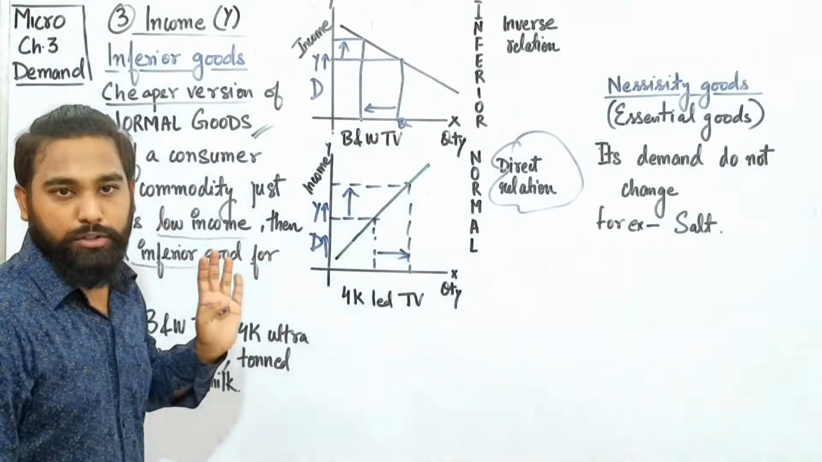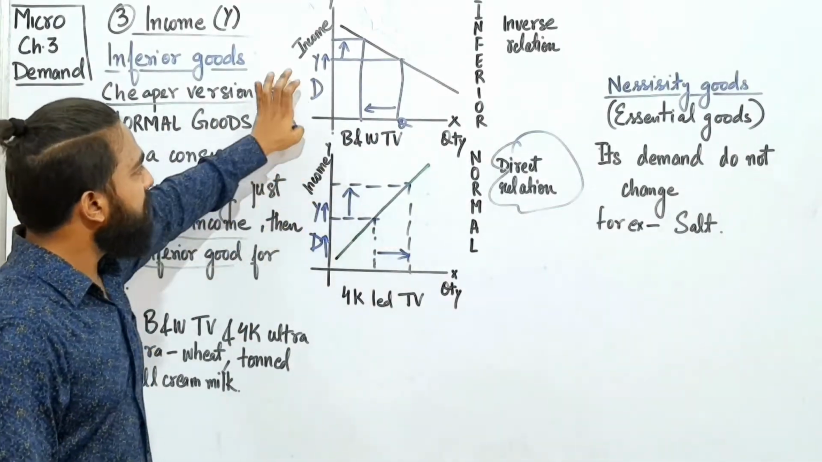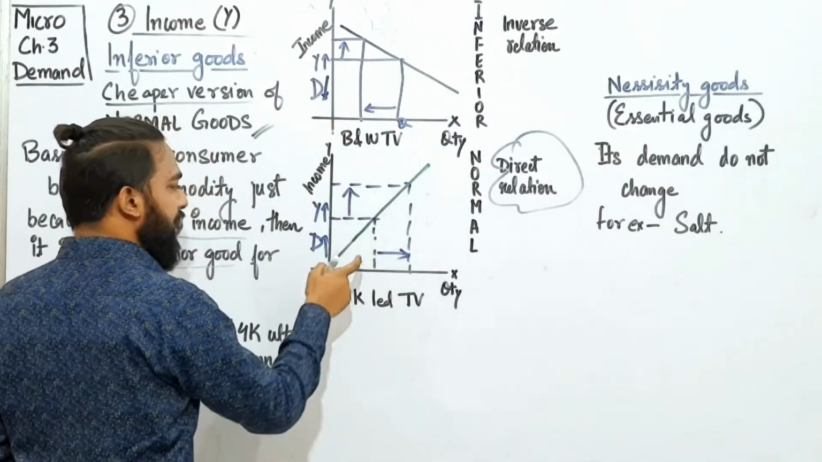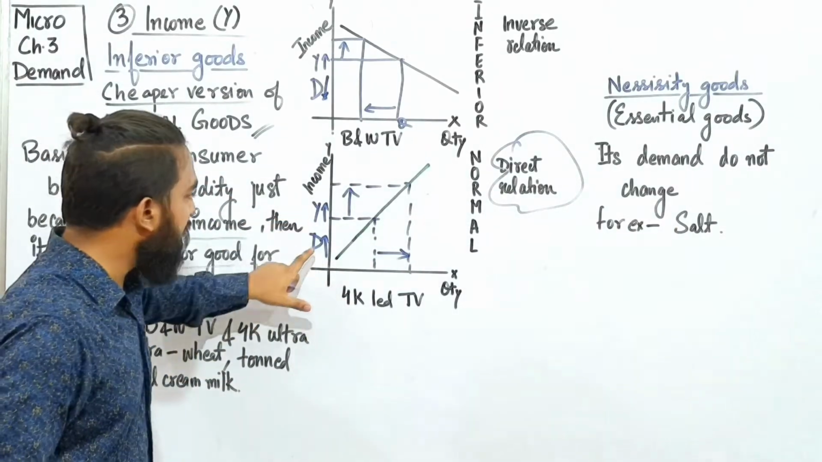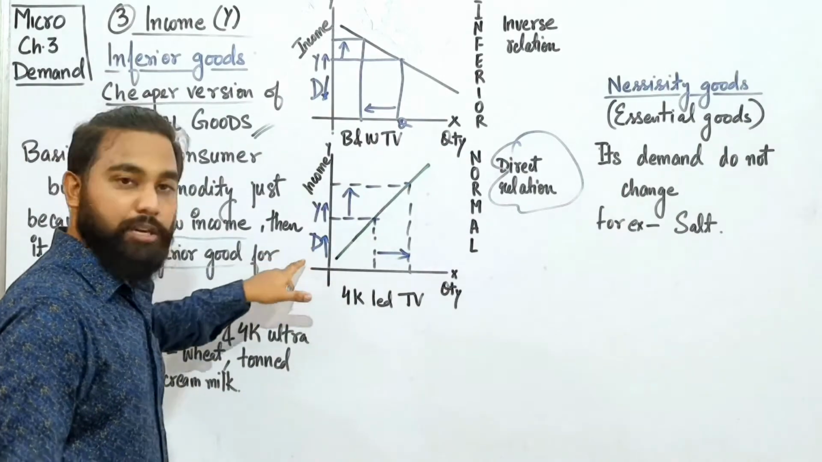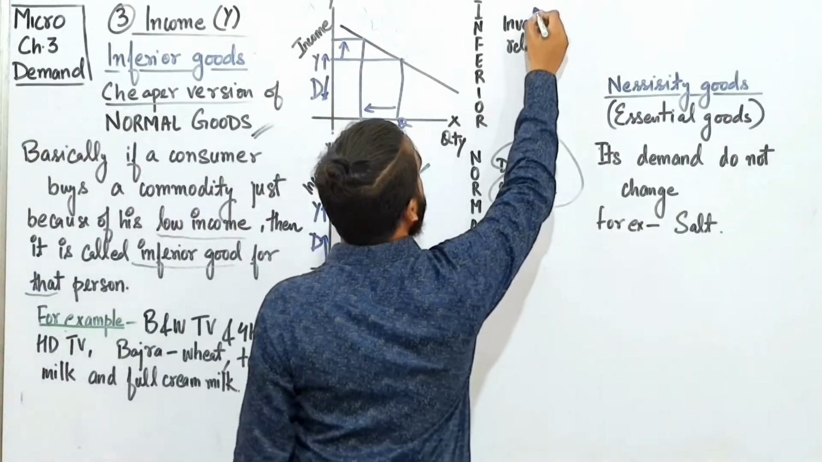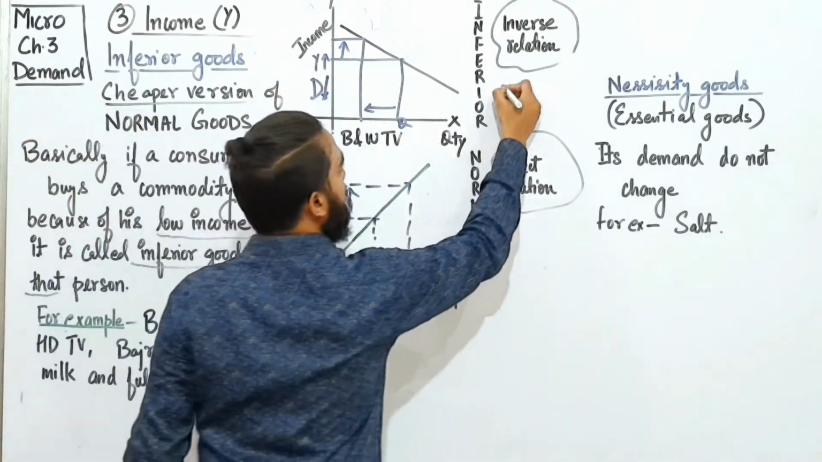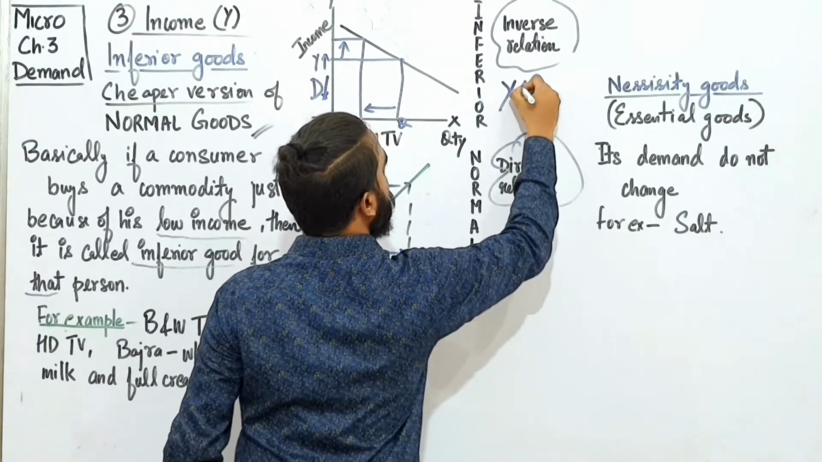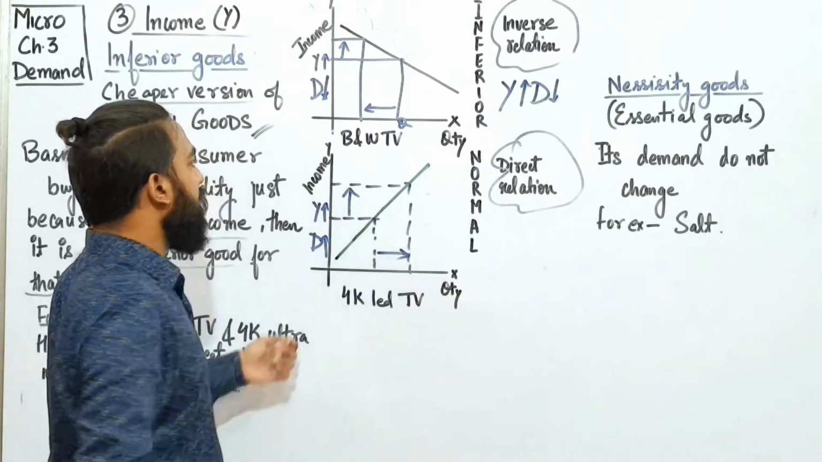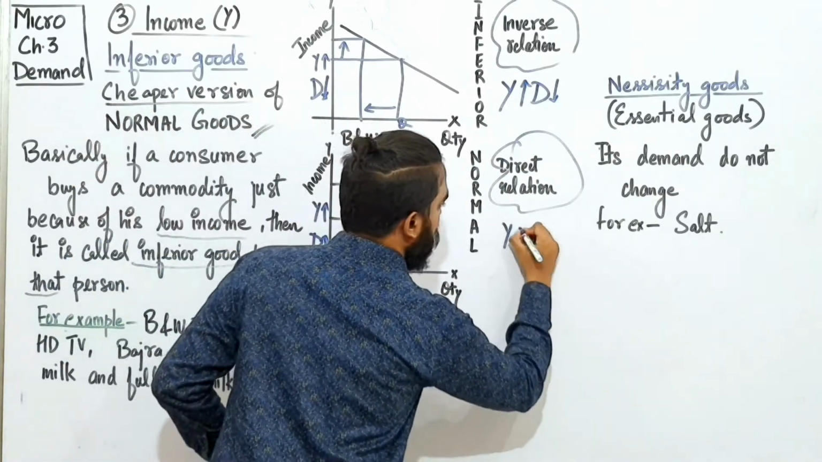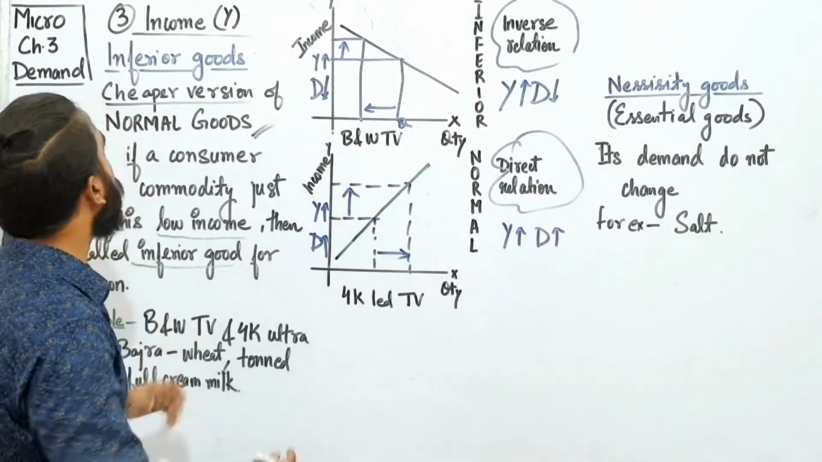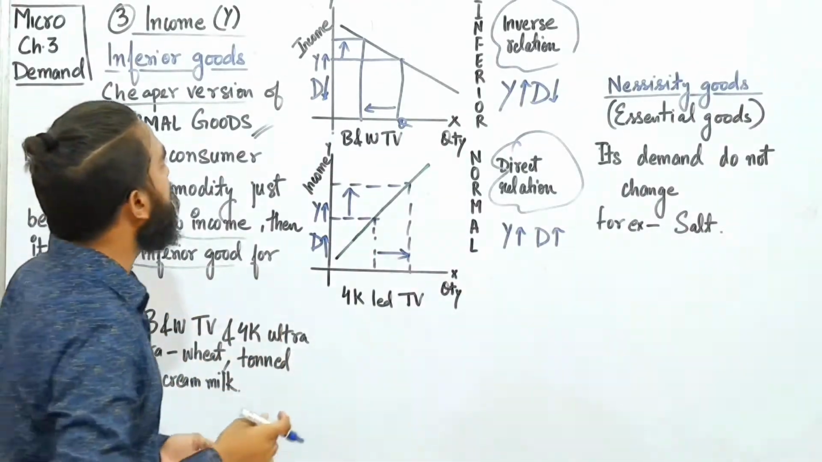Firstly, I was buying the inferior goods, or you can take it as vice versa. My income increased, so the demand of black and white TV decreased. Now I can buy LED TV. So as my income increases, I will buy the LED TV and its demand will increase. So in case of inferior goods, there is an inverse relationship between income and demand. If income increases, demand decreases. And here in case of normal goods, when income increases, demand also increases. Fine. So this is your whole thing about income and the determinant of demand.